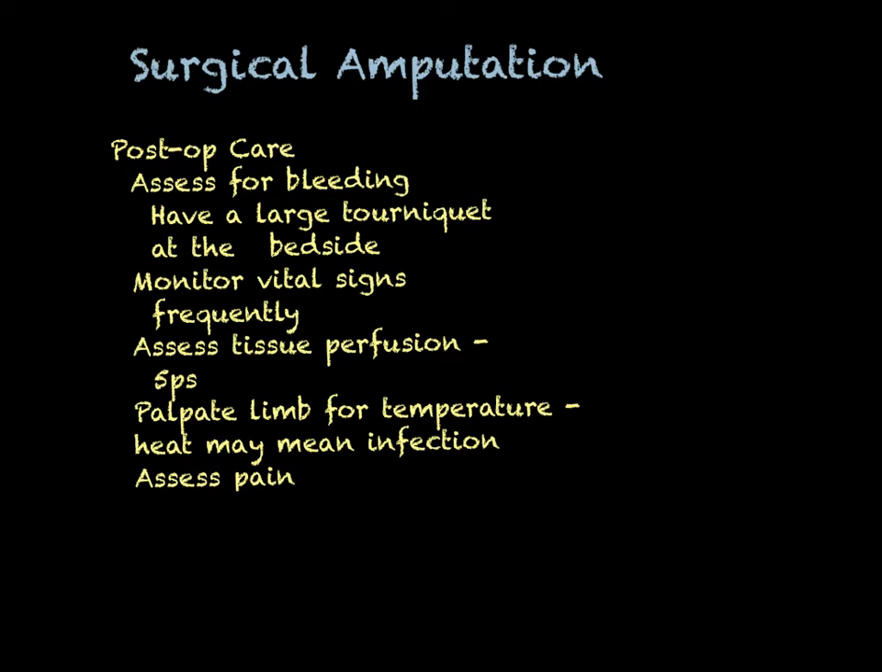The other thing you're going to do, monitor your vital signs very frequently. You're looking for elevations in temperature, which will signal infection, and tachycardia for the same reason. You're going to assess vital signs also for signs of hypovolemic shock, and that would look like tachycardia and hypotension. So those are some things that you're going to look for. You're going to assess tissue perfusion. You're going to use your 5 Ps. And you want the limb to have adequate circulation.